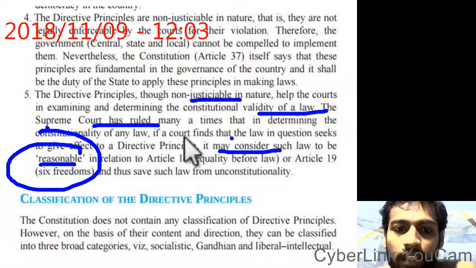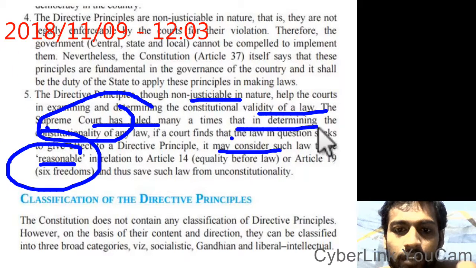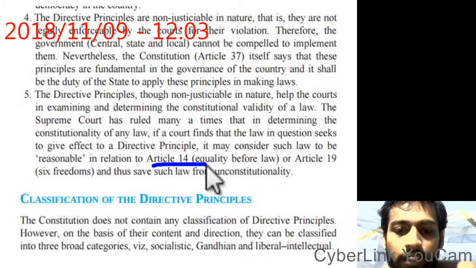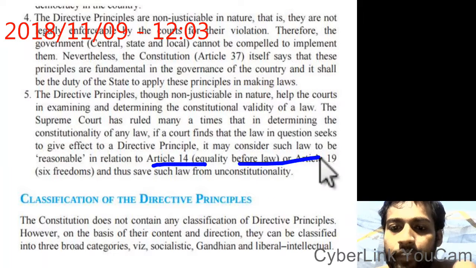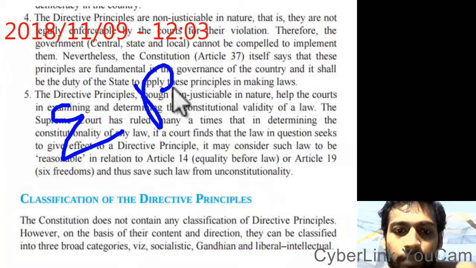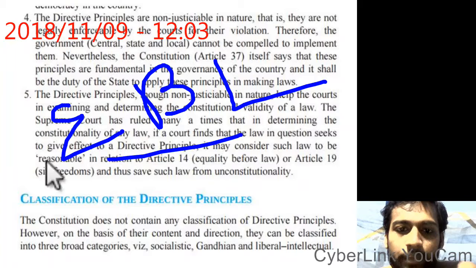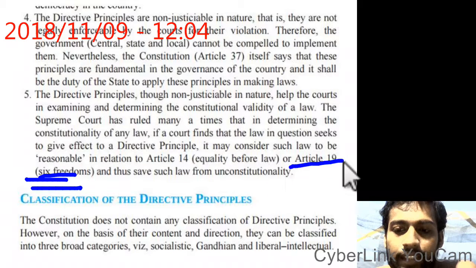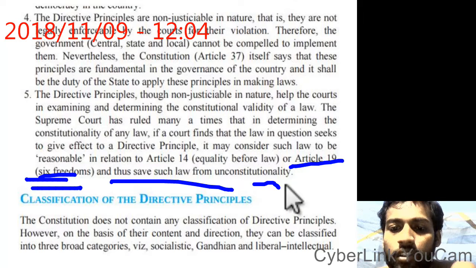It is important. The Supreme Court has ruled that such a law is reasonable in relation to Article 14, equality before law, and Article 19, which gives six freedoms. Please remember, Article 14 is equality before law, and Article 19 gives six freedoms. And thus such laws are not unconstitutional.